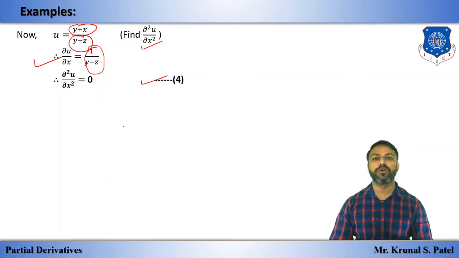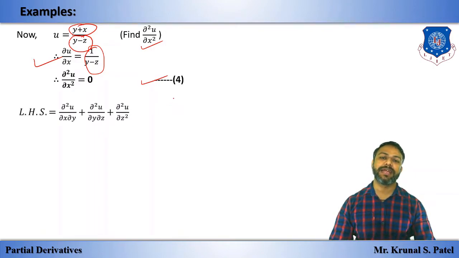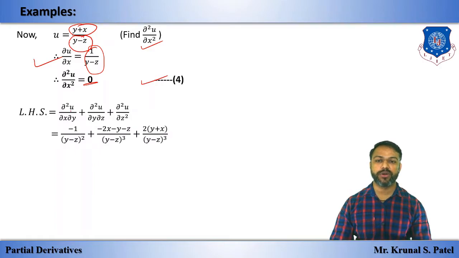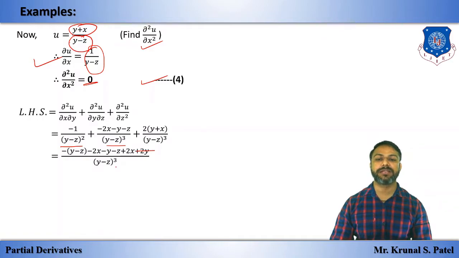Now we will put all the values from equations 1, 2, 3 in the left side, and we will get the right hand side. That means the answer will be 0 on the left hand side. So write down the left hand side, put the values from equation numbers 1, 2 and 3. Here y minus z whole square, y minus z whole cube and y minus z whole cube. So we take the LCM y minus z whole cube. So we have to multiply y minus z in this numerator here into minus 1.